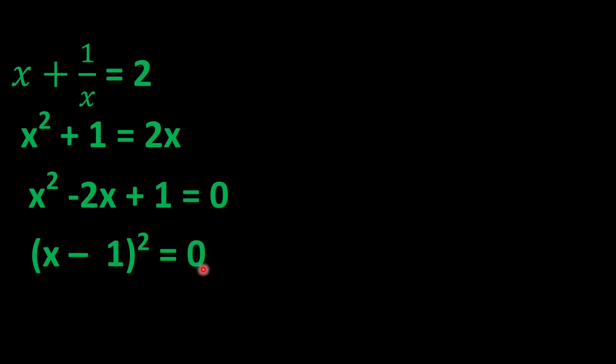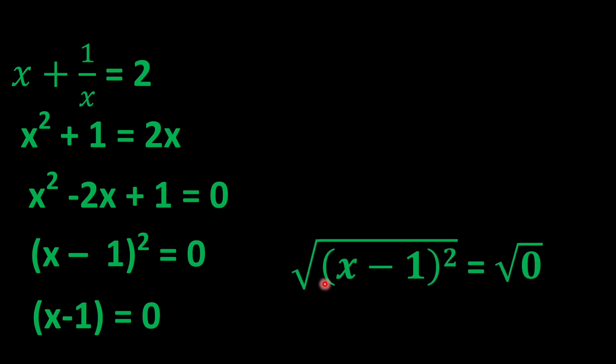And now we will take square root on both sides to cancel this square. So x minus 1 will become x minus 1 equal to 0, like this. After taking the square root on both sides, this square will cancel this square root, and under root 0 is equal to 0. So now we will send this minus 1 on the other side of the equation.